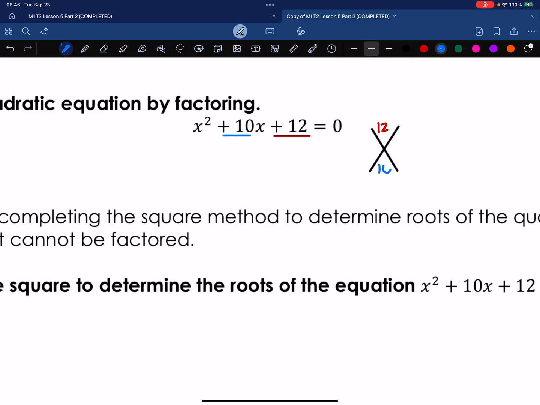And so what we want to figure out is what we can multiply to get 12 and add to get 10. Well, to get 12, we can take 1 and 12, but that doesn't add to get 10. We could take 2 and 6 to get 12, but those don't add to get us 10. And then we can take 3 and 4 to get 12, but those also don't add to get 10. So no factors of 12 add to get 10. Therefore, this is not factorable.